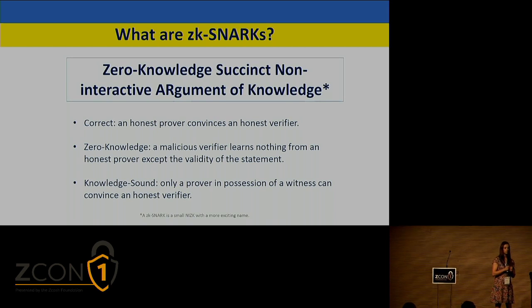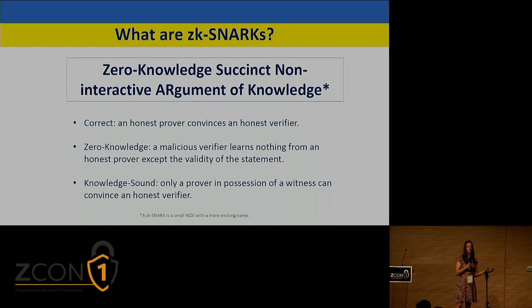So what do we require? We require that it's correct: an honest prover can always convince an honest verifier. We require that it's zero knowledge: a malicious verifier learns nothing from an honest prover except that their statement is true. And we require that it is knowledge sound, namely, only a prover in possession of a witness can convince an honest verifier. You can have schemes which are just sound rather than knowledge sound, but this extra knowledge property gives us more power when we're trying to build applications.